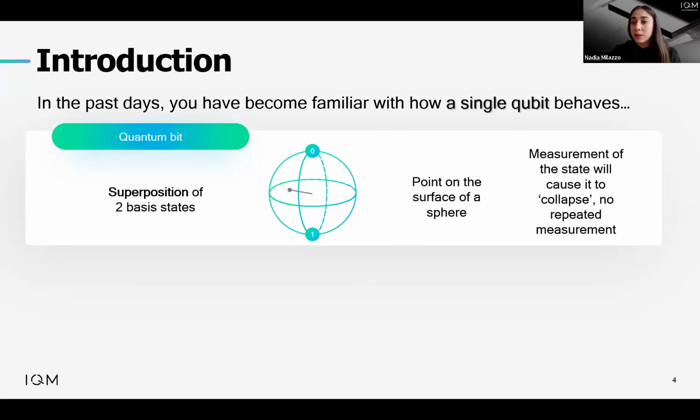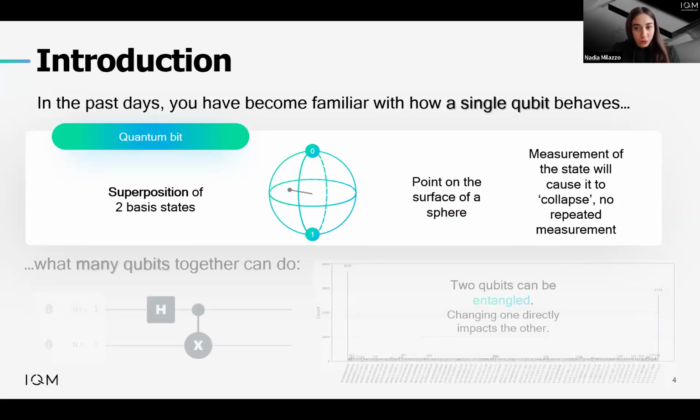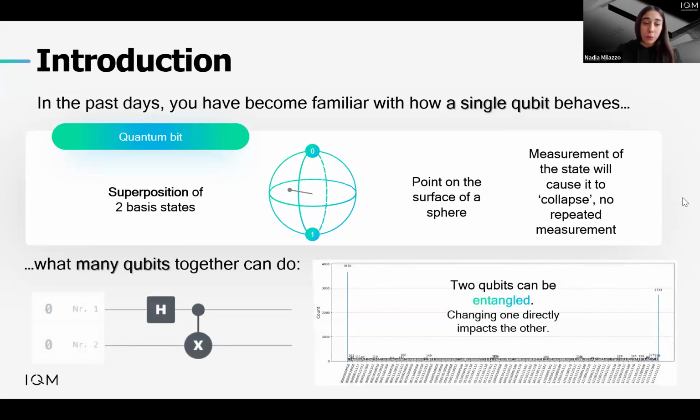Because to measure again the qubit, you will need to re-prepare it in the initial state and then perform the operations that you had and then measure again, because you cannot perform repeated measurements on the same qubit after the collapse. But this is not all. This is already very interesting, but it is not all, because we have seen that when we consider qubits together, so many qubits starting from 2, then you can have other very interesting properties like entanglement.